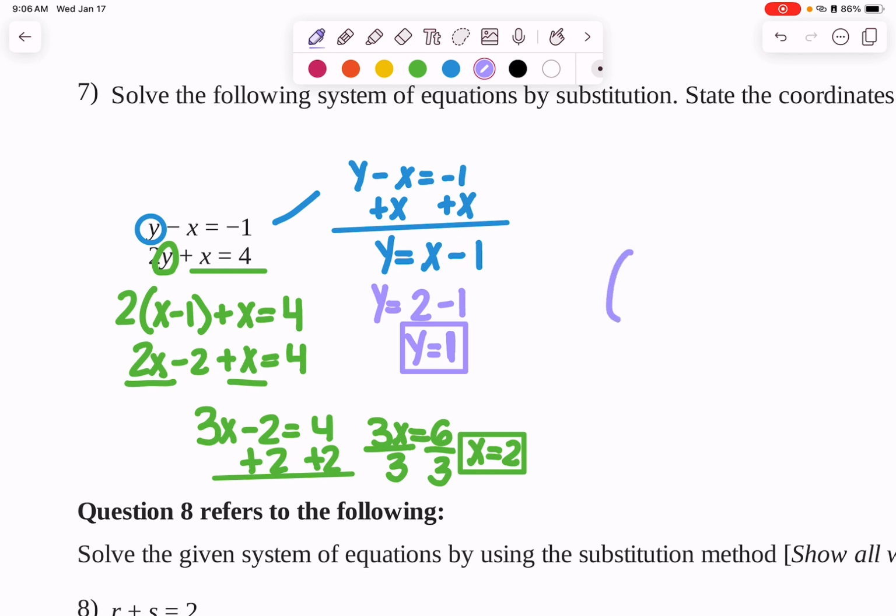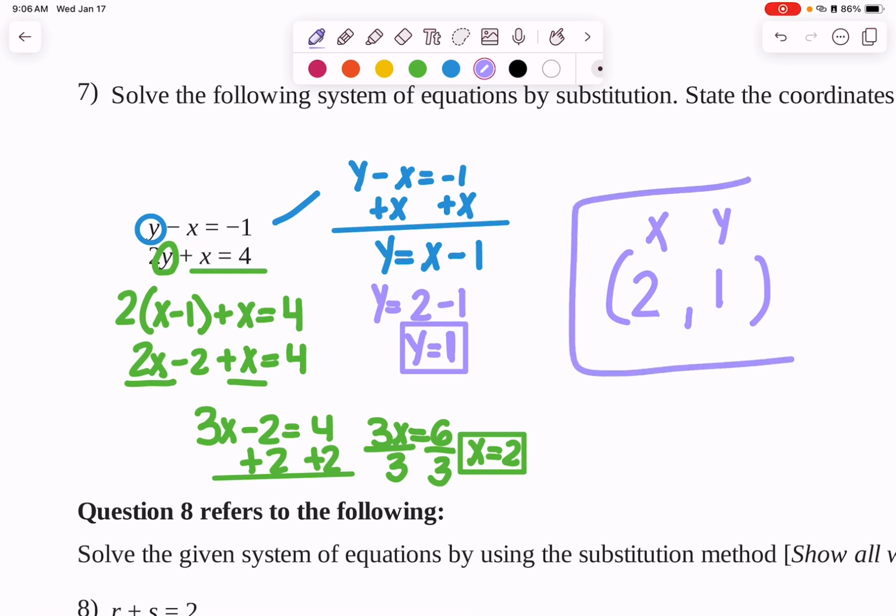All right, and write it as an ordered pair. x goes first, which is 2. y goes second, which is 1. So our answer would be 2, 1.